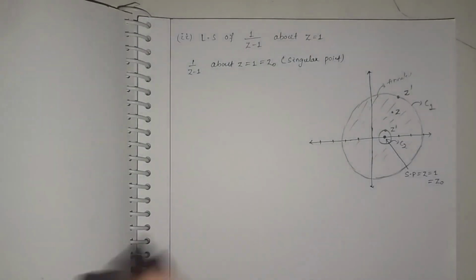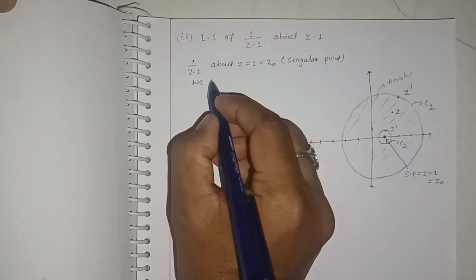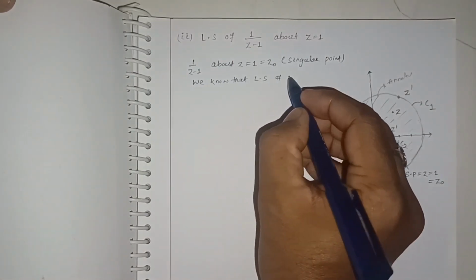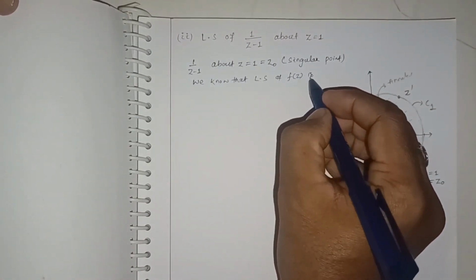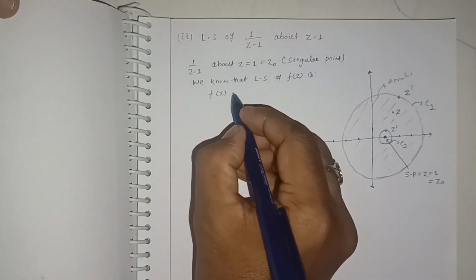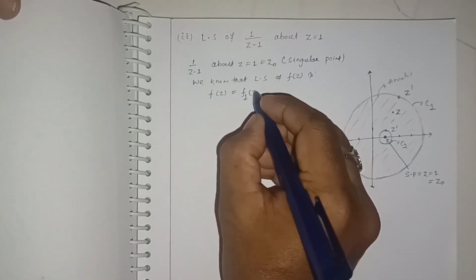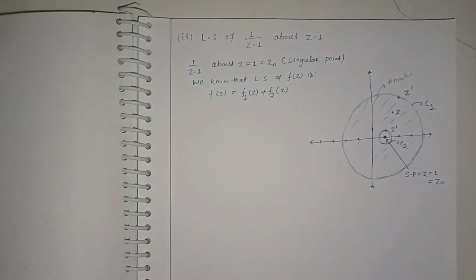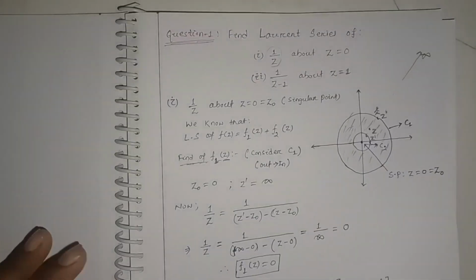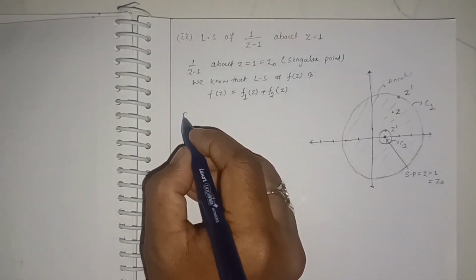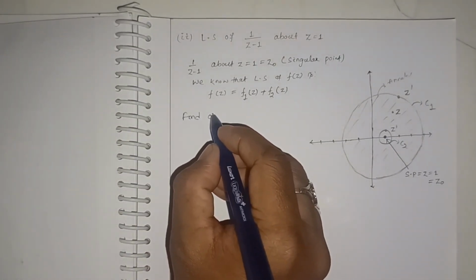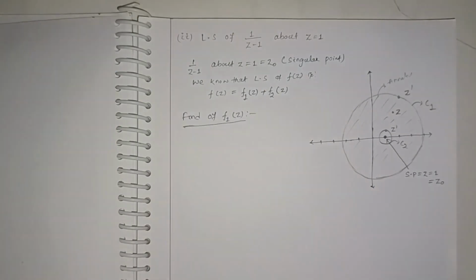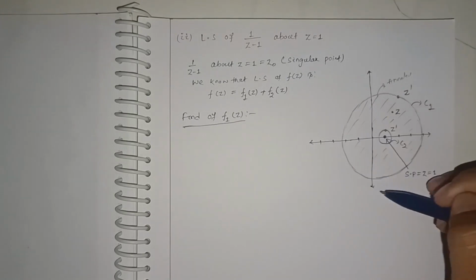Same thing, we know that the Laurent series of any function f(z) will be equal to f1(z) plus f2(z). So we have to find f1(z) and f2(z) separately, then add them finally. So first we have to find f1(z). Here f1(z) means we are going to consider the C1 circle.